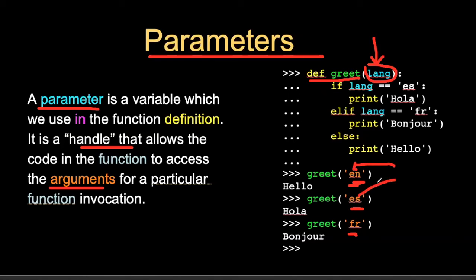This is also an argument. So this is also an argument. Lang is what we call a parameter. Okay. In this case, there's only one parameter, so I'm just going to use the singular, parameter or param.